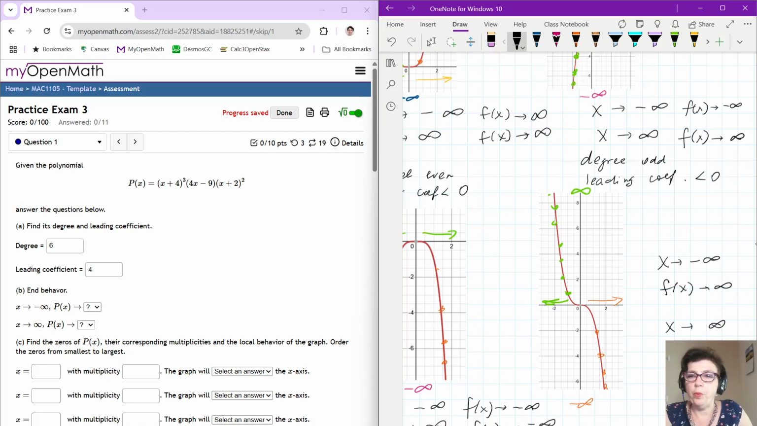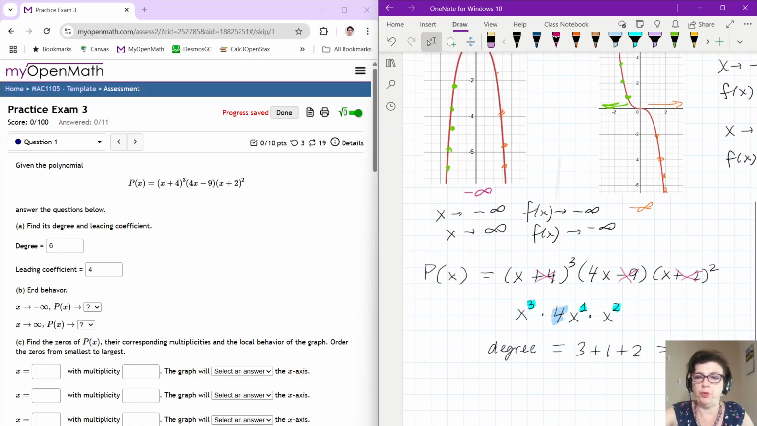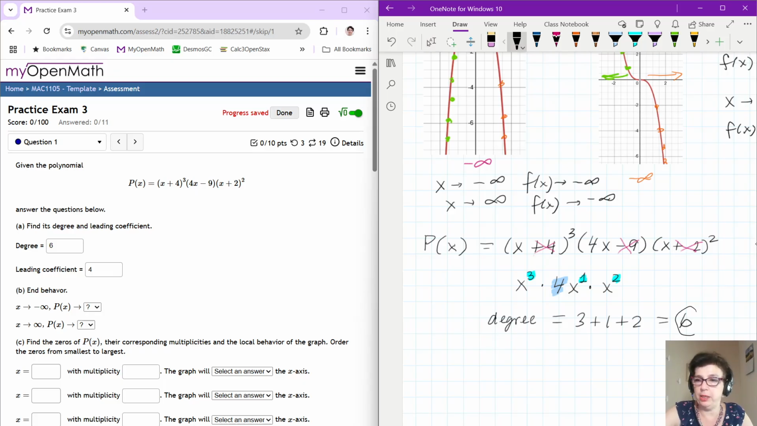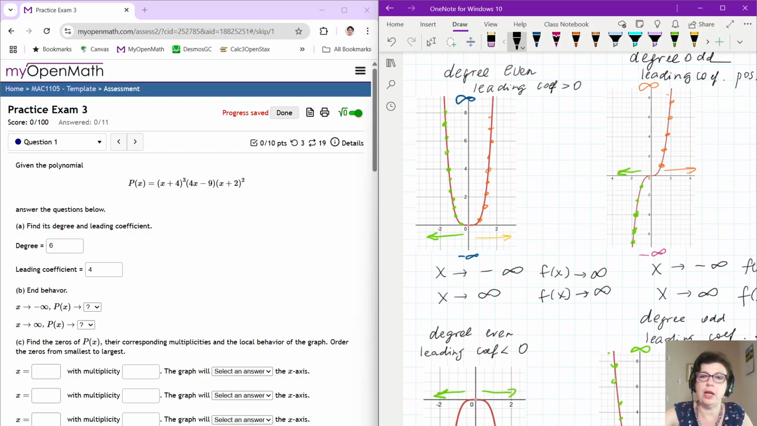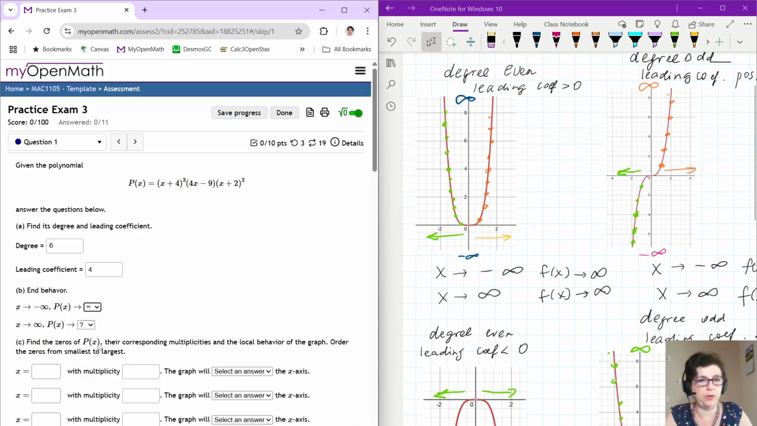Okay, so with that said, I just have to figure out what is my case. Now, my degree was even because it was 6. And my leading coefficient was positive. So if that is the case, even positive, this is that top left corner, I can see that f of x, or p of x, whatever you want to call this, goes to positive infinity.